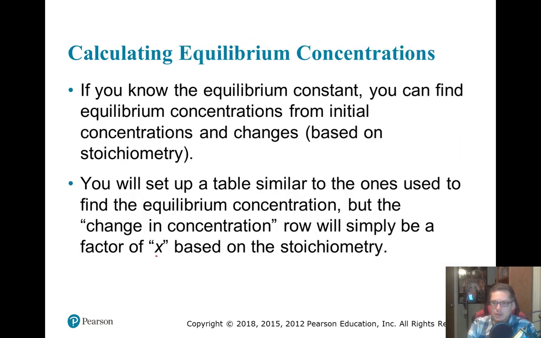Now this is where the rubber meets the road a little bit. We're going to use the same kind of idea with ICE tables, but now, instead of calculating the equilibrium expression, we're going to calculate the equilibrium concentrations given the equilibrium constant. It's going to set up very similarly to your ICE tables, but the big difference is that in the change in concentration row, we'll be using x's, because that's what we're going to solve for instead.